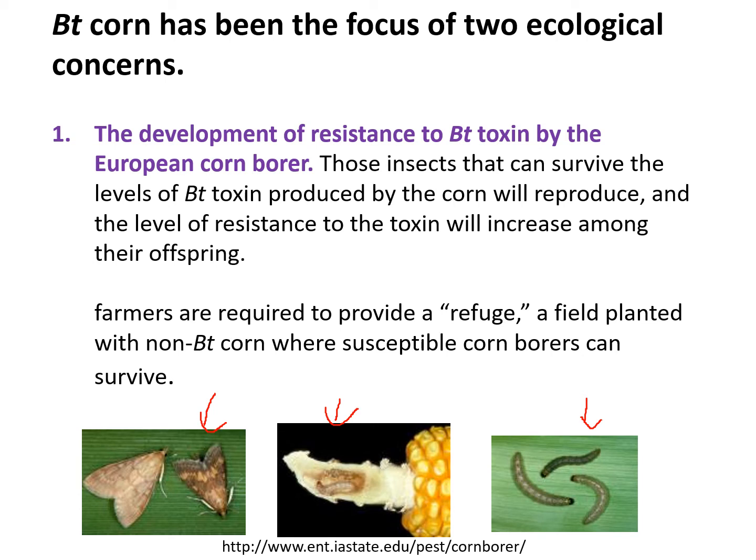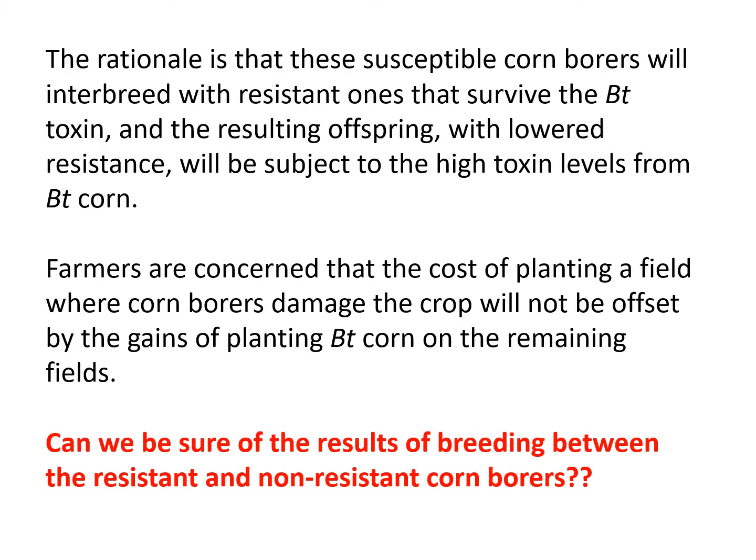Rather than spraying it on the corn to kill the corn borers, the plant itself produces it. And this has led to some problems, though, because one of the things that it does is it also kills other lepidopterans. Moths are lepidopterans. If it targets a particular moth, it may also kill monarch butterflies, which are also lepidopterans.